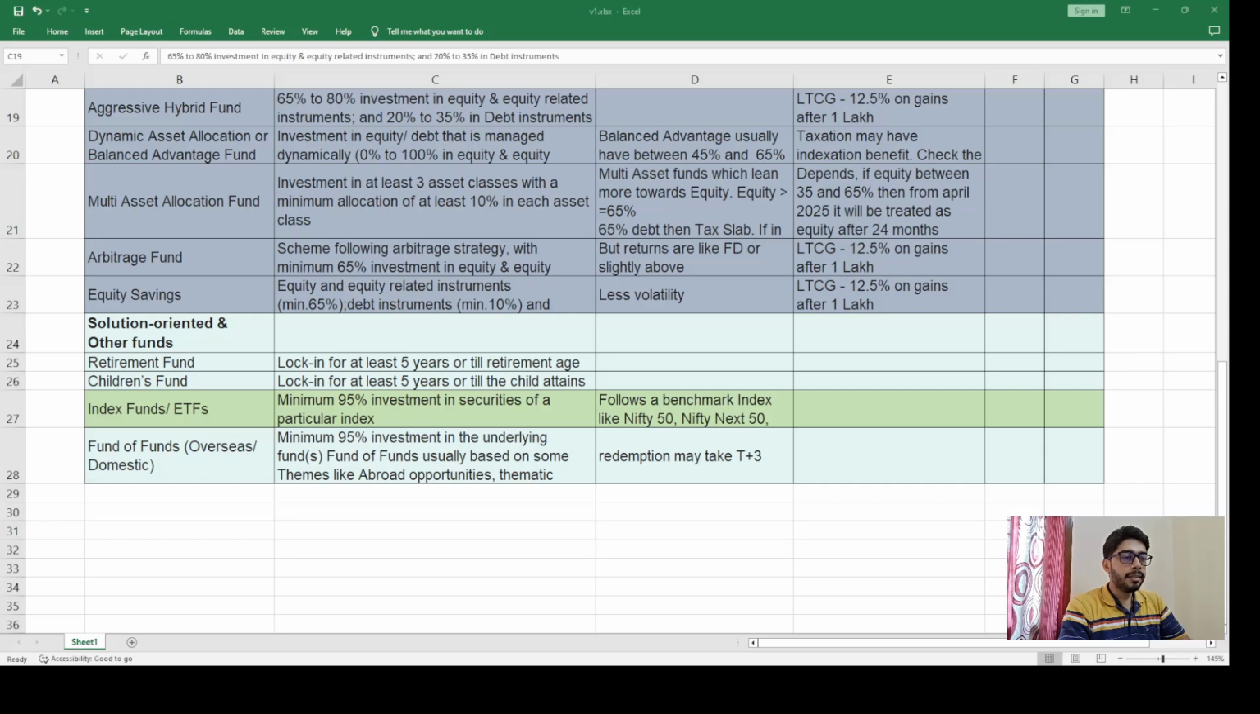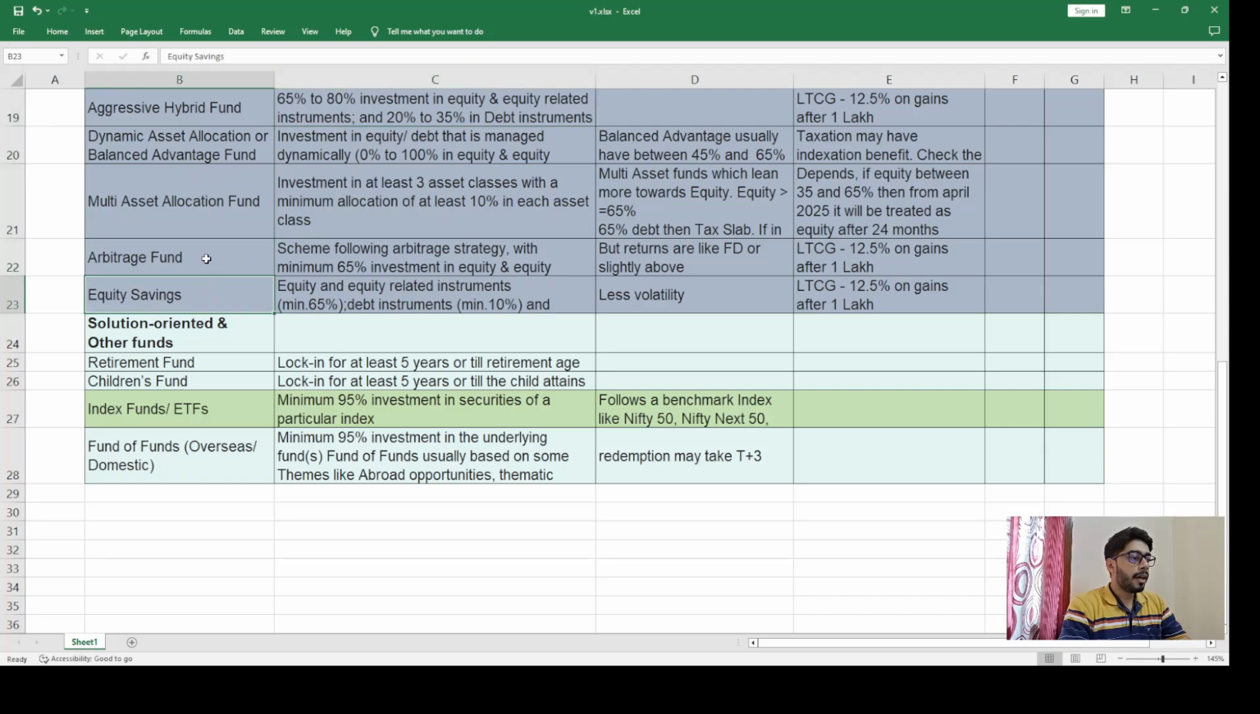And multi-asset allocation, again, is a little tricky taxation-wise. If a multi-asset fund leans more towards equity, then it is treated as an equity fund. If more towards debt, then you will be taxed at your tax slab based on how you exit. Also, there are regulations coming in and changes happening, so after April 2025 we will get more clarity on these things. Taxation-wise, these are a little tricky, and we have to be very careful when we invest in this.